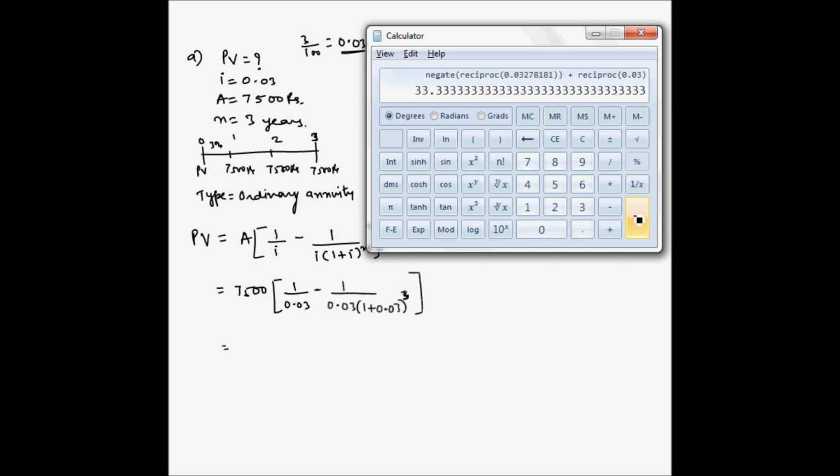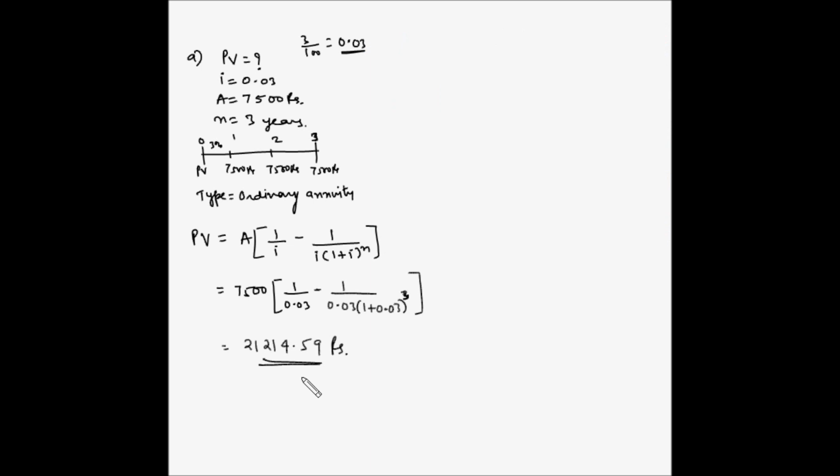So this is equal to 2.8286, and multiply this by 7500. So we get 21,214.585. Let's round it off to 2 decimal points: 21,214.59 rupees. So this is the present value of this annuity. Now let's move to part B.